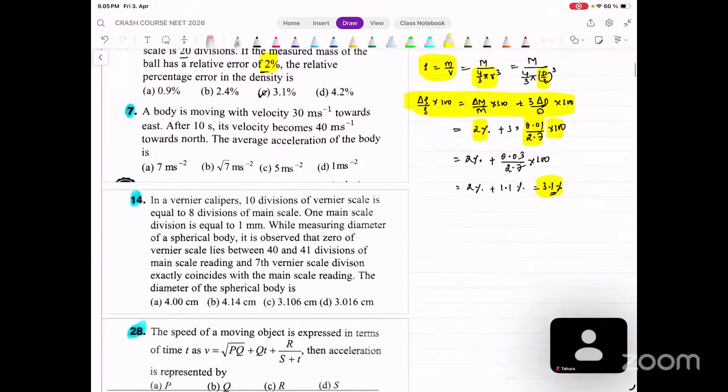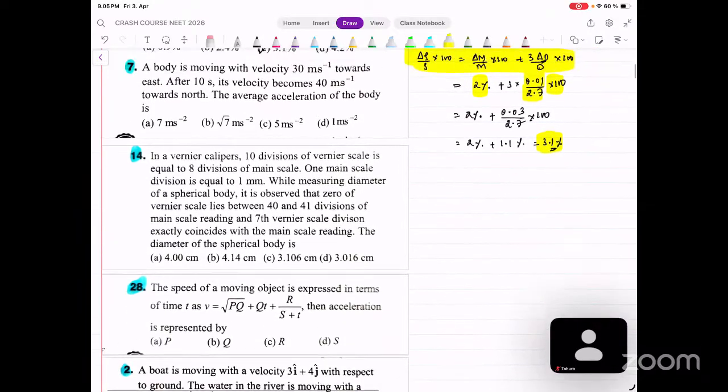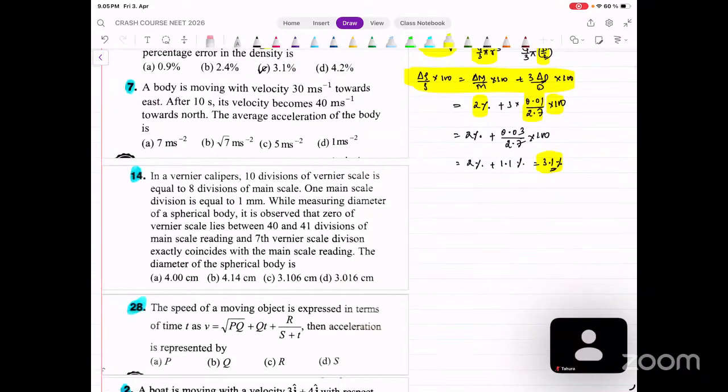चलिए 7th क्वेश्चन देखिए बेटा. A body has been moving with a velocity of 30 meter per second towards the east. After 10 seconds, its velocity becomes 40 meter per second towards the north. The average acceleration will be equal to how much for me? See, if I'm taking the directions beta, first let me define the directions. This will be east, this is your west, this is your north, and this is your south.